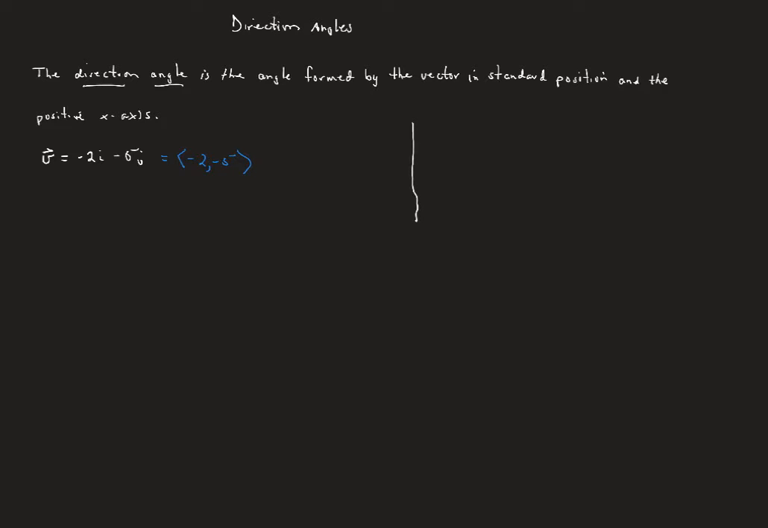Now I'm going to draw a picture of this. Here's our xy axis, and we have negative 2 in the x and a negative 5 in the y. So our vector is going to come from the origin to that point, negative 2, negative 5. There is our vector v given in standard position. What we want is what's known as its direction angle. That angle theta, which goes from the positive x-axis to that vector, is the direction angle.